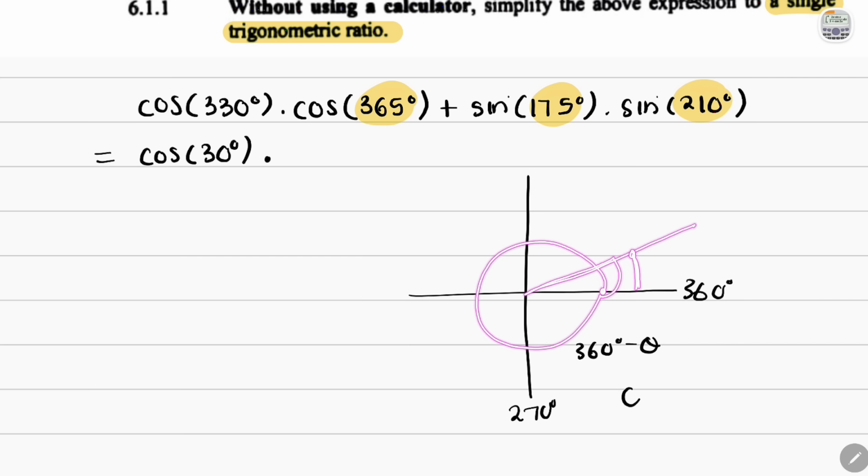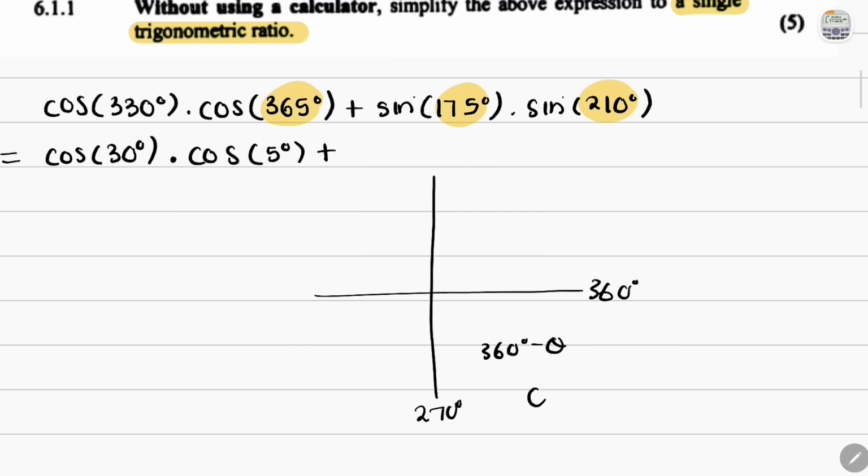You just need to go back by 360 degrees. So when the angle is greater than 360 degrees, you simply subtract 360 degrees, so we can understand the value of that angle. So 365 minus 360 degrees is just 5 degrees. So we have cos 5 degrees over there. Then plus, and then you have 175 degrees.